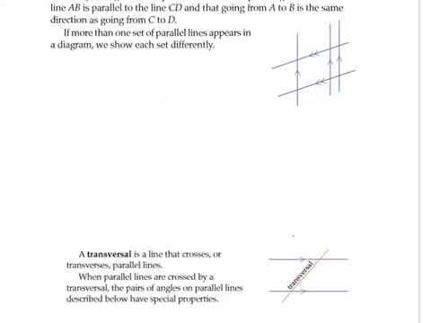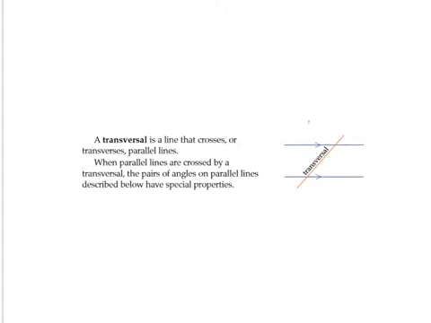Alright, let's move up. Now if we talk about a transversal, a transversal is a line that crosses or traverses the parallel lines. So here are your parallel lines, and it goes right across. That's called your transversal. So if they talk about a transversal, you know what it means. It says when parallel lines are crossed by a transversal, the pairs of angles on parallel lines described below have special properties, and that's what we're going to be looking at next.